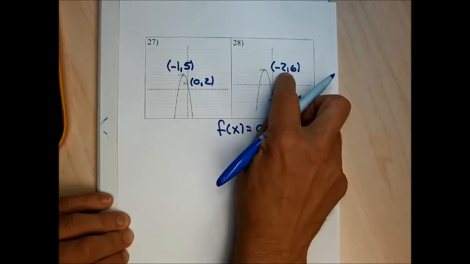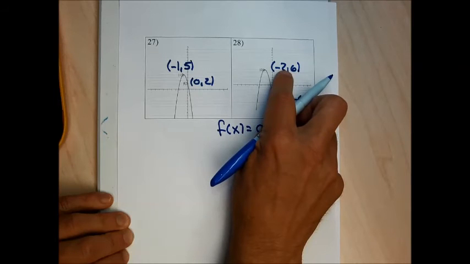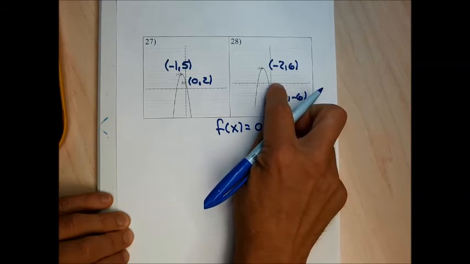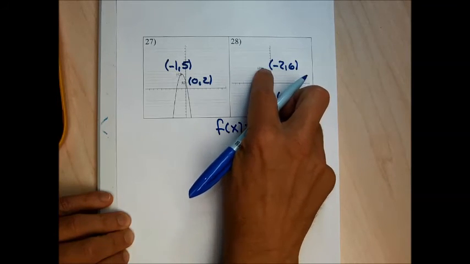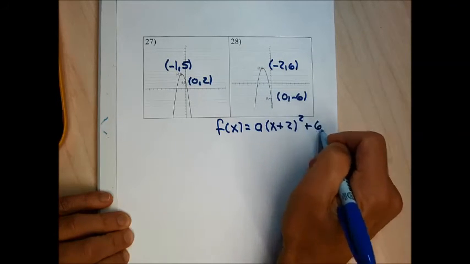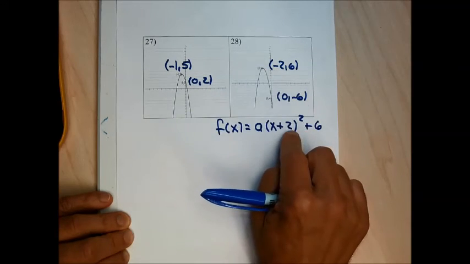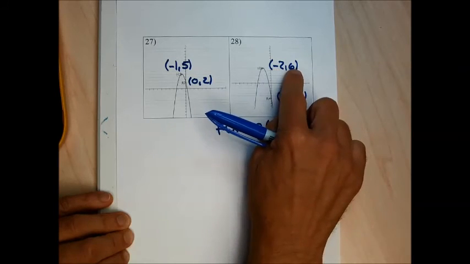to go left 2 and up 6 from 0, 0, to get a vertex of -2, 6, I have to have a +2 inside my parentheses to move the graph left 2, and then I have to have a +6 after to make it go up 6. So to go left 2 and up 6, +2 is left 2, +6 is up 6.